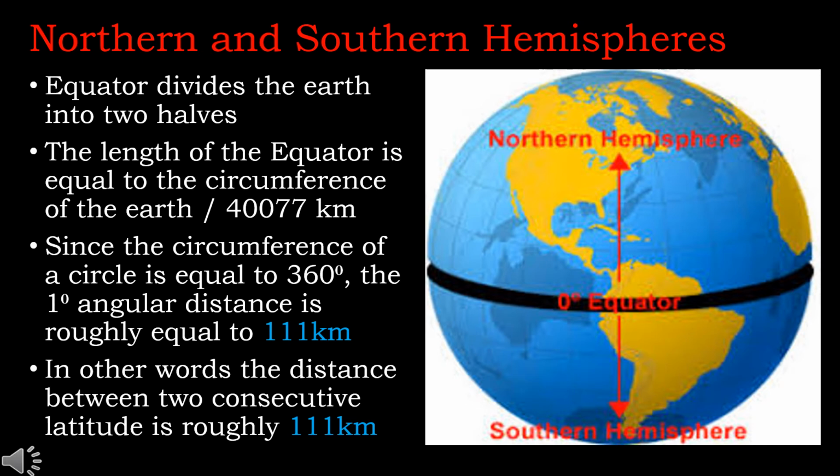The poles, North Pole and South Pole, are opposite to each other at the extreme ends of the sphere. They are each located at 90-degree angular distance north or south of the equator. The length of the equator is equal to the circumference of the Earth, or 40,077 kilometers. Since the circumference of a circle is equal to 360 degrees, the 1 degree angular distance is roughly equal to 111 kilometers. In other words, the distance between two consecutive latitudes is roughly 111 kilometers.